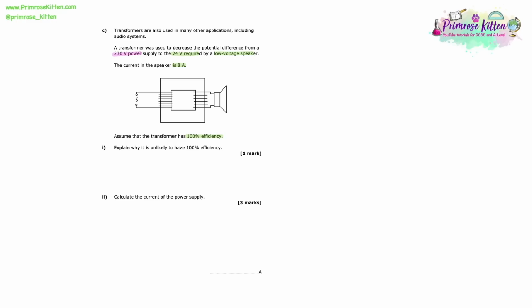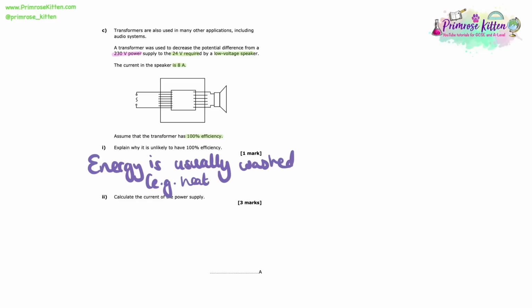Here we're asked to assume that the transformer has 100% efficiency. However, this first question wants us to explain why actually in real life it's unlikely to have 100% efficiency. And the reason for this is that energy is normally wasted. And that's likely in the form of heat or thermal energy. However, there might be other transfers too. That would be our reason why it's unlikely to have 100% efficiency.